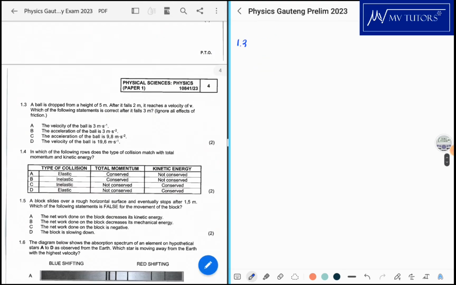All right, 1.3. A ball is dropped from a height of 5 meters. So let's just say we have the ball, and then from the ground, we have 5 meters. If it's dropped, it means the initial velocity is 0 meters per second. Or rather, the way you are taught to write it is like that.